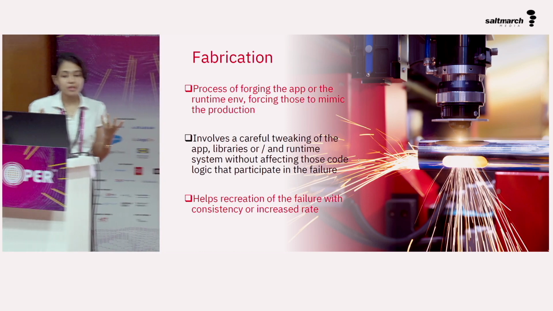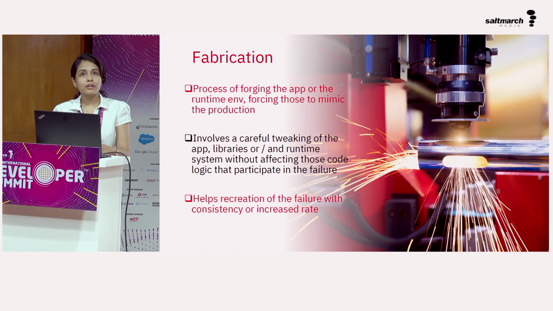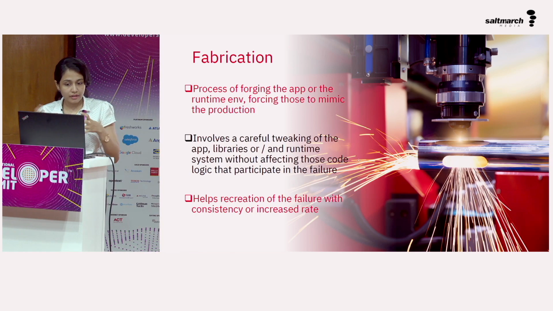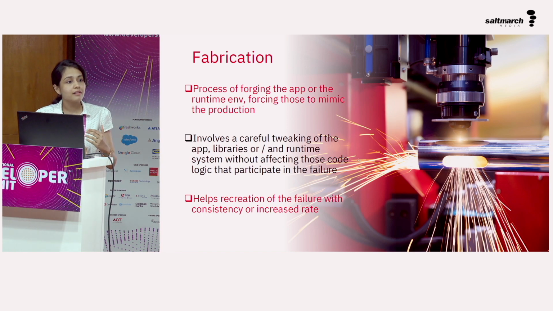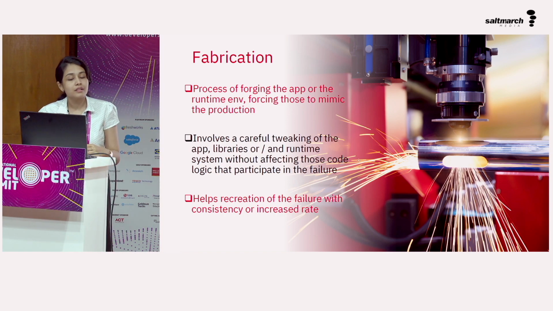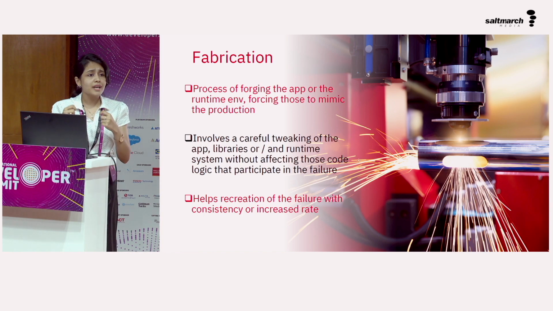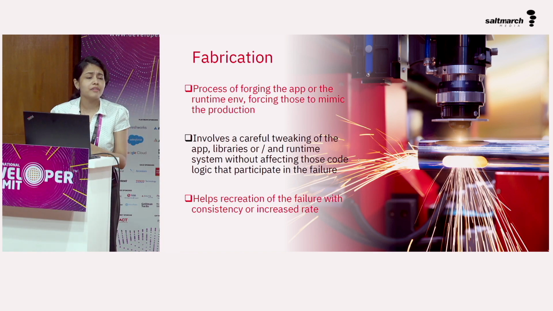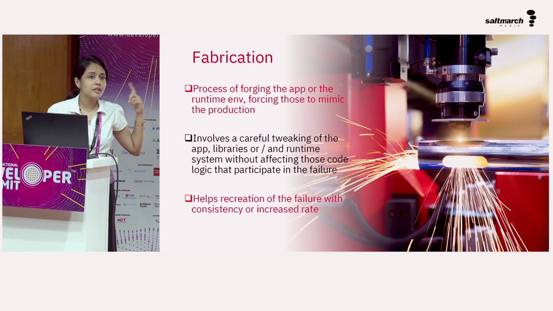So next is fabrication. Now, this is more related to recreating the problem locally in your own development environment. Many times, simple debugging or backtracking is not going to provide you with a proper solution. You need to actually know what must have happened in production. What is it that went wrong? So in such cases, you go for fabrication. Fabrication, as the name suggests, is forging the app or tweaking the code which you have in your local environment to recreate what must have happened in production.